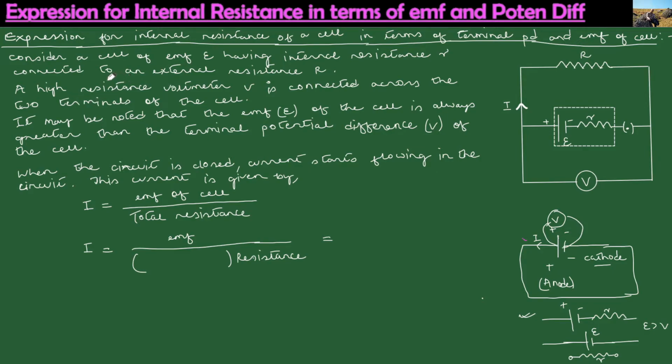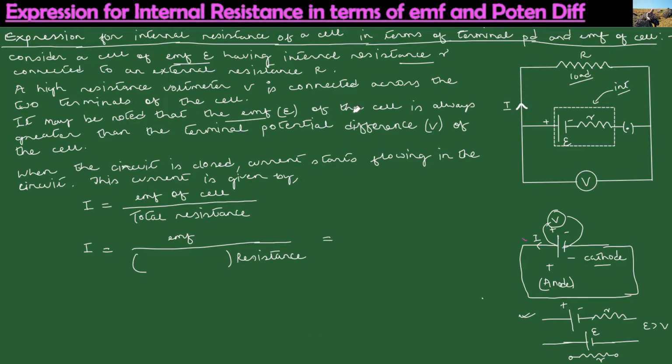So from here, E is the EMF of the cell, and R is the internal resistance of the cell. That is why we have enclosed this internal resistance using this dotted rectangular shape, which indicates that this R is not the load resistance, this is the internal resistance. This capital R is what is known as the external resistance, which we define as the load resistance.